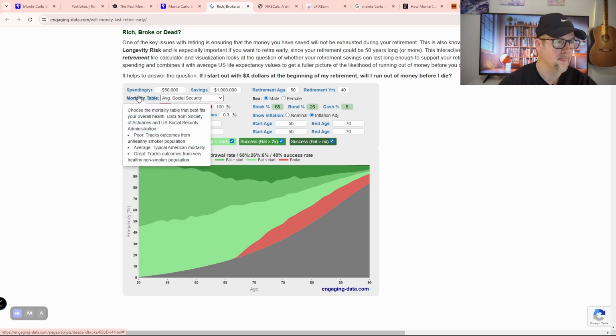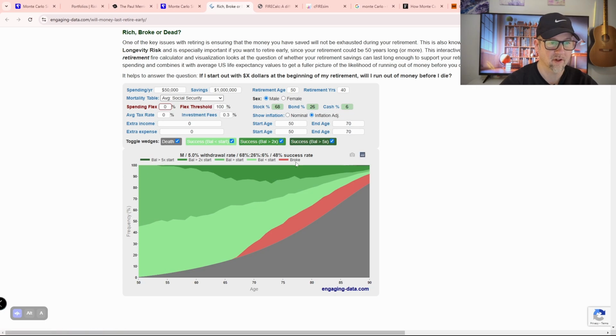Mortality table. Choose a mortality table that best fits your overall health. Data from Society of Actuaries and U.S. Social Security Administration. Poor tracks outcome from unhealthy smoker. Okay, I don't think we need that.